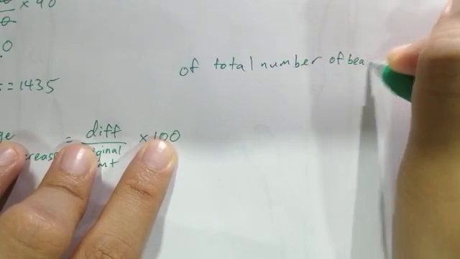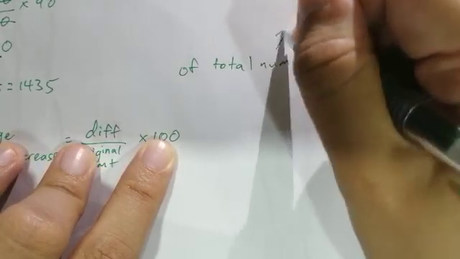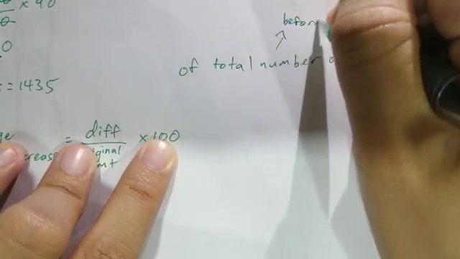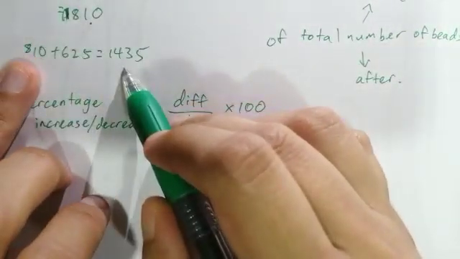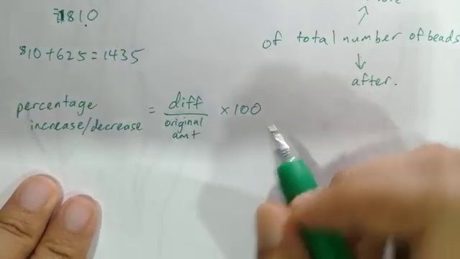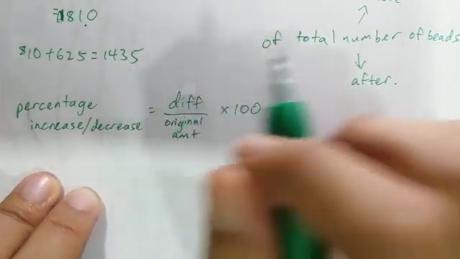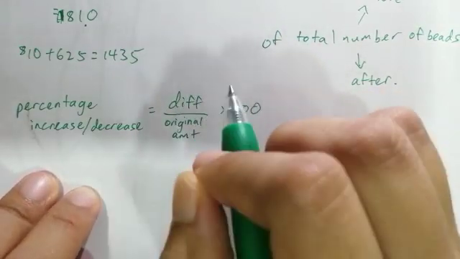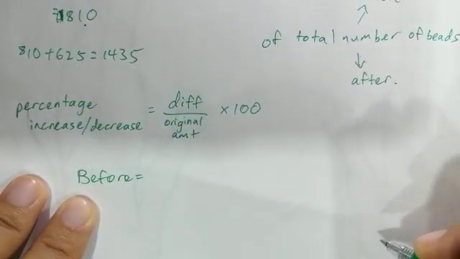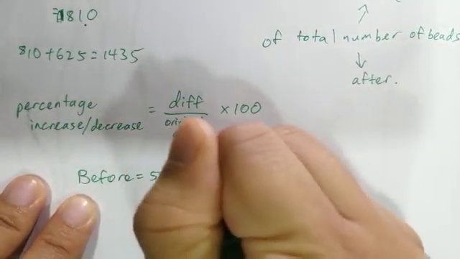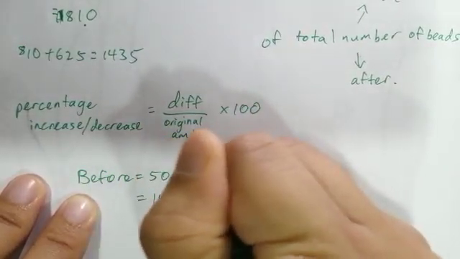of bits. So that means you want to know the total number of bits before and after. Now we already know after, right? It is 1435. Okay. Now we need to know what is the before. Remember before anything happened, Mr. Goh had 500 yellow and 900 green. So before, to find the total number before would be 500 plus 900, which is equivalent to 1400.